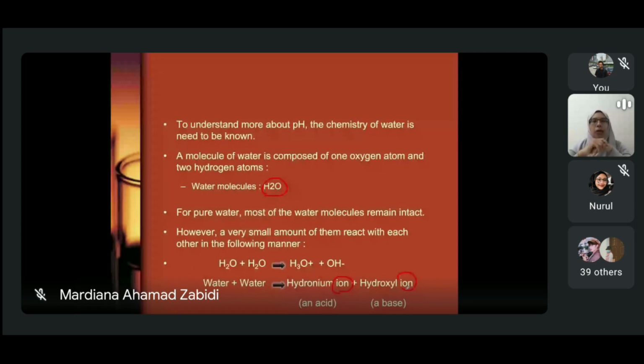But when you talk about drinking water or mineral water, these ions, acids and bases, are not really in equilibrium because of the presence of some minerals and other types of compounds. However, a very small amount of them will react with each other in the following manner. So in water itself, they will associate and reassociate among themselves, whereby it becomes hydronium ion as well as hydroxyl ion. But of course, they are existing in equilibrium.